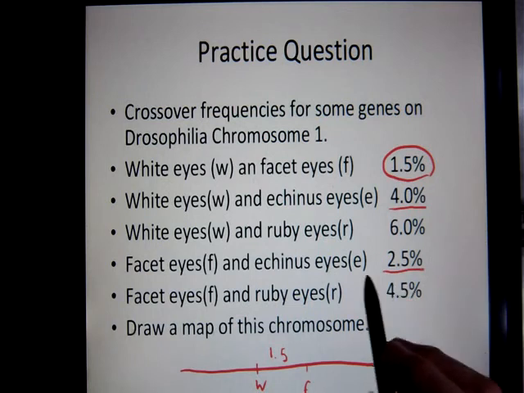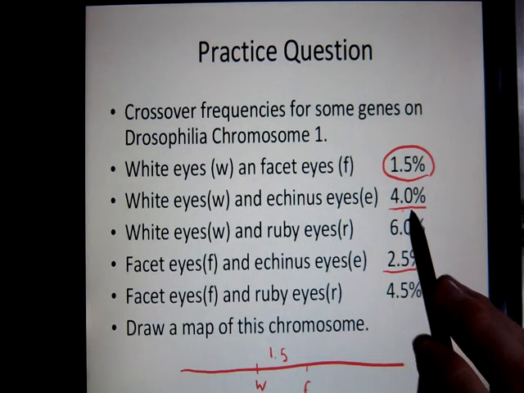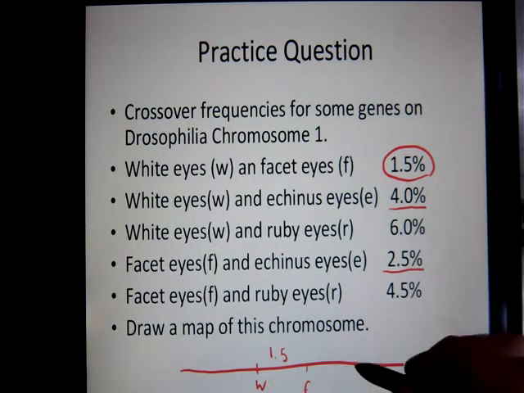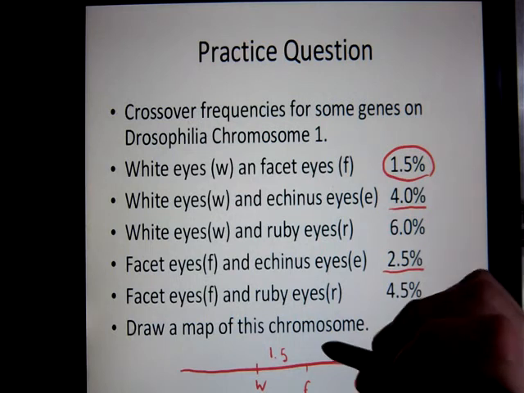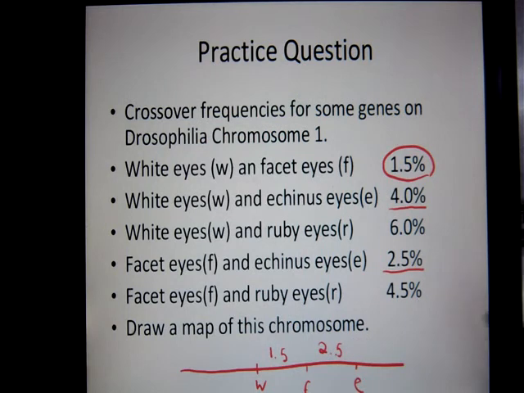So I can see that E is closer to F than it is to W. So if I know E is closer to F, going back to my map, I know that E must be over here. So I'm going to put E there, and I know that E and F are 2.5 map units apart. Now just to make sure I did this right, we know that W and E should be 1.5 plus 2.5, that's 4. So W and E should be 4 map units apart, and they are. Now we have to figure out where R fits in.